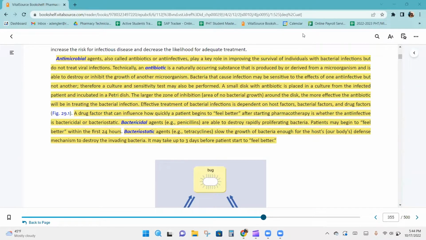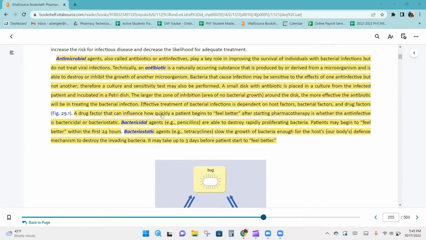Antimicrobial agents, also called antibiotics or anti-infectives, play a key role in improving the survival of individuals with bacterial infections, but do not treat viral infections. Technically, an antibiotic is a naturally occurring substance that is produced by or derived from a microorganism and is able to destroy or inhibit the growth of another microorganism.